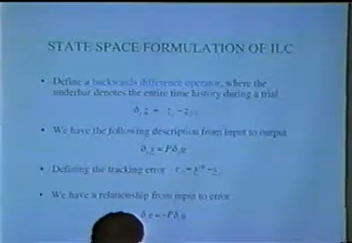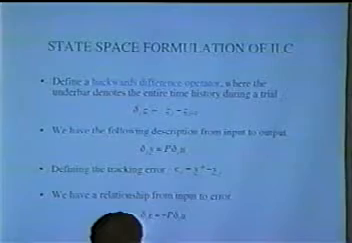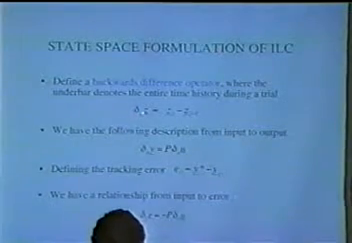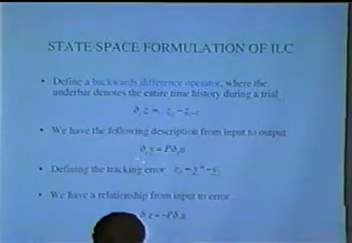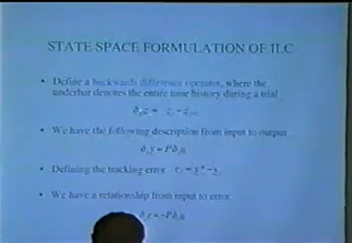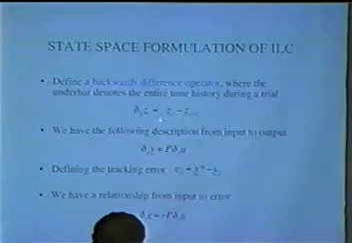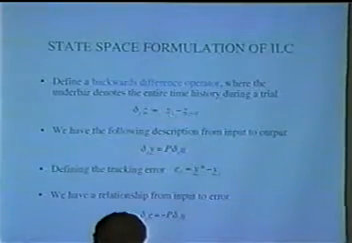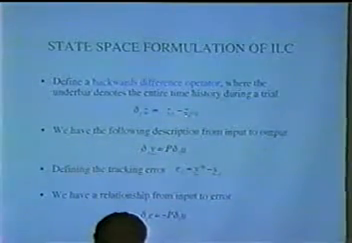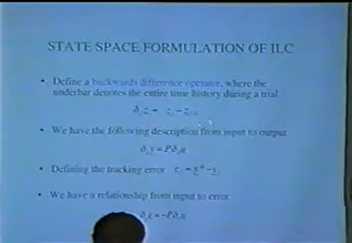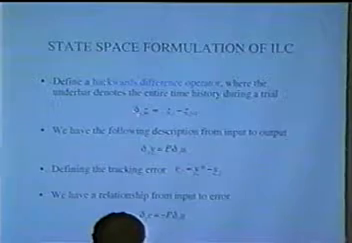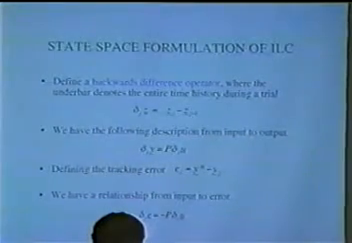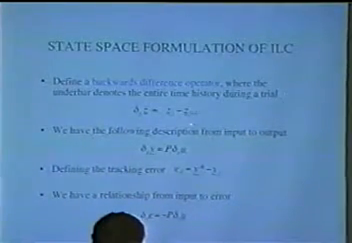Now the next thing is to define a backwards difference operator delta. Delta J, where J denotes the repetition number or try number, operates on any vector Z and gives you the difference between the value of that variable at repetition J and the value of that variable at the previous repetition. So delta Z is Zj minus Zj minus 1, the difference between the variable at two successive repetitions or tries.